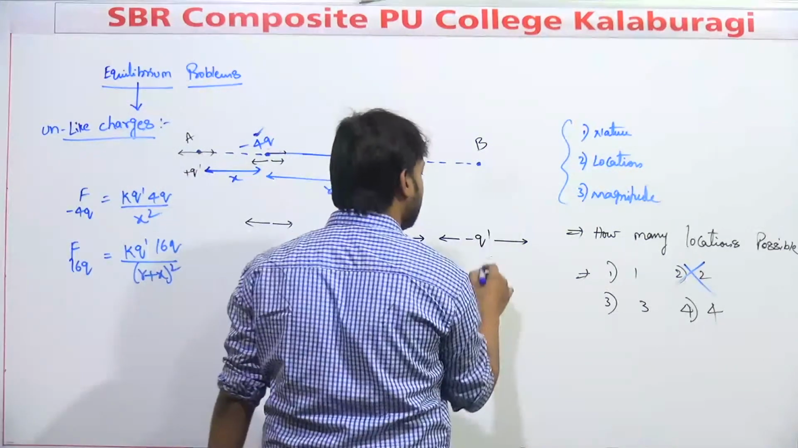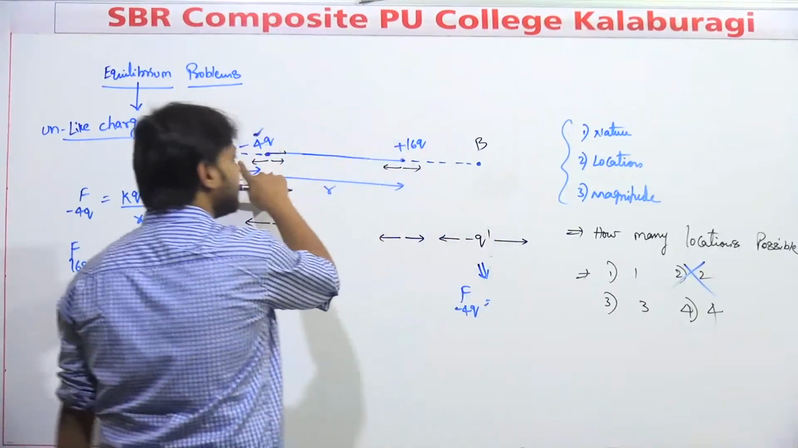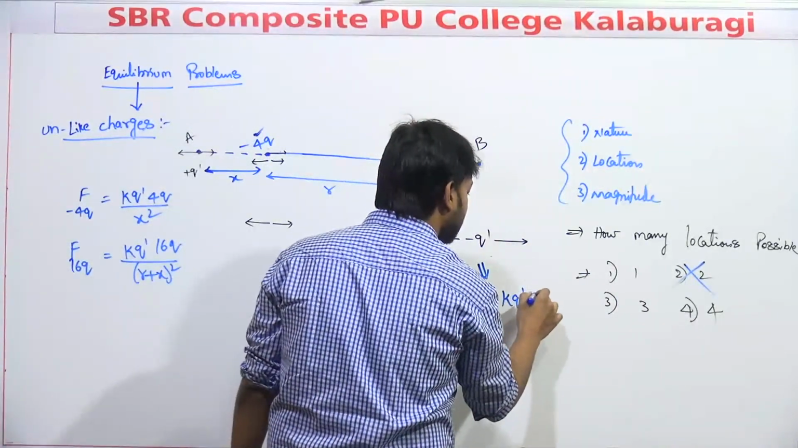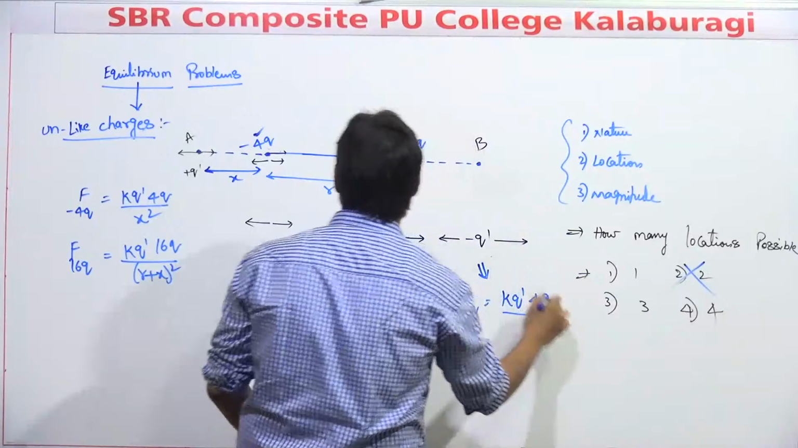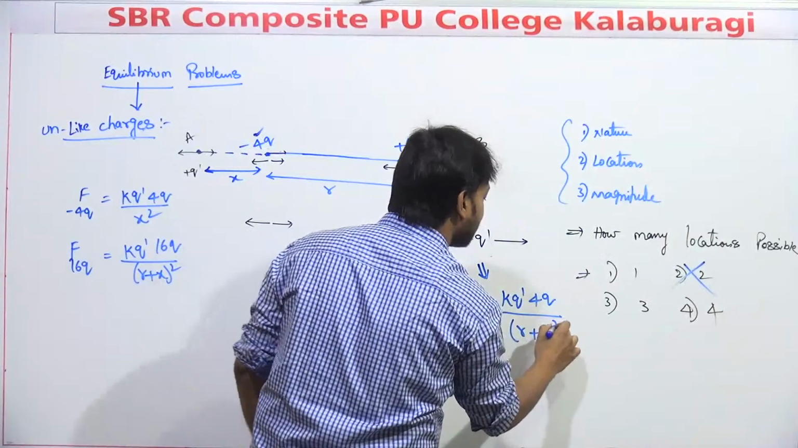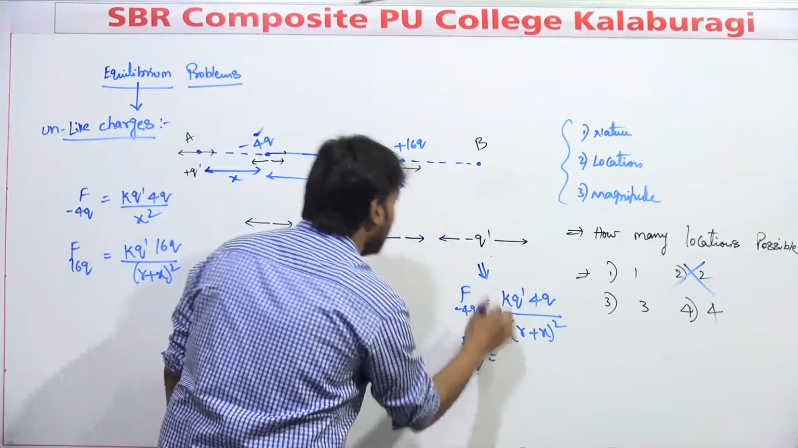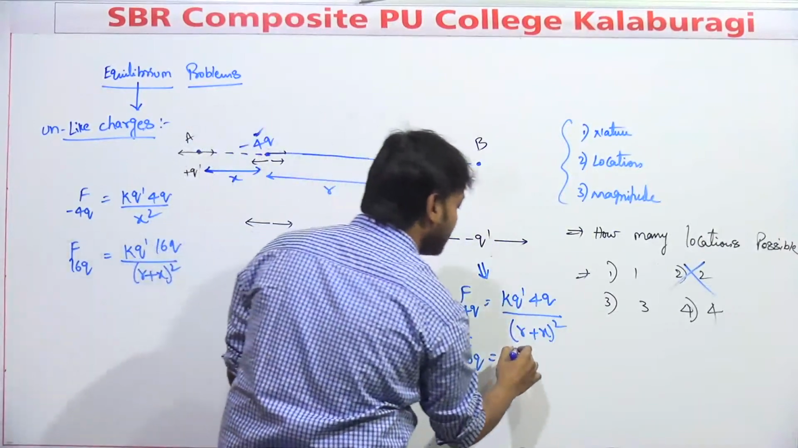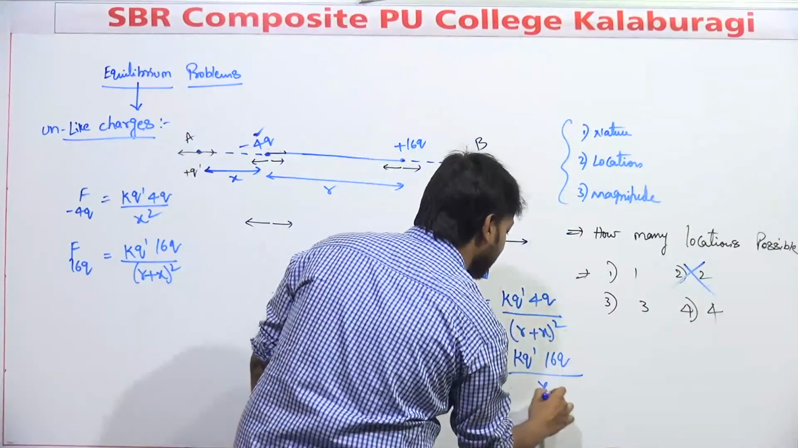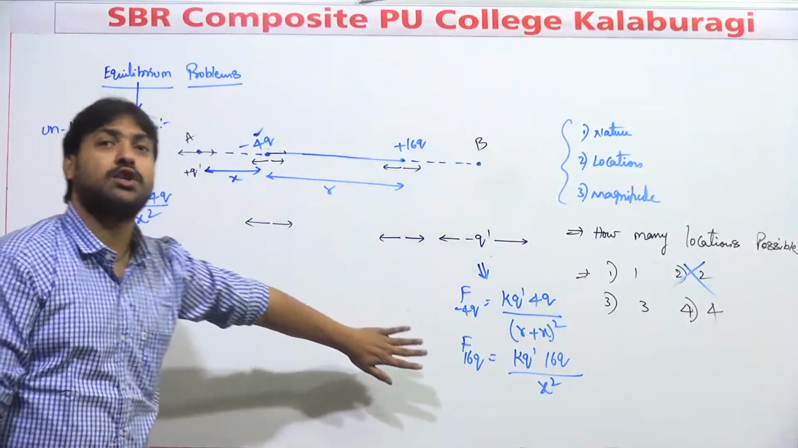Take this point, point B, and write the force by minus 4q on this minus q dash. It will be K q dash 4q divided by r plus x whole square, where r is the separation and x is assumed as shown. Now the force by 16q on this q dash is K q dash 16q divided by x square. So at these 2 points, which situation is possible?